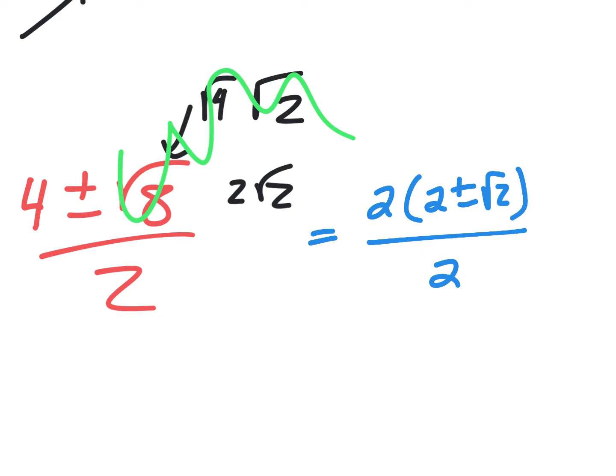So can or can't you cancel those 2's now? Why can you now when you couldn't before? Because the top is multiplied. Yep, the top is being multiplied, and the bottom is like times 1, so you could think of that as times also. Okay, so there's my final answer: 2 plus and minus root 2.